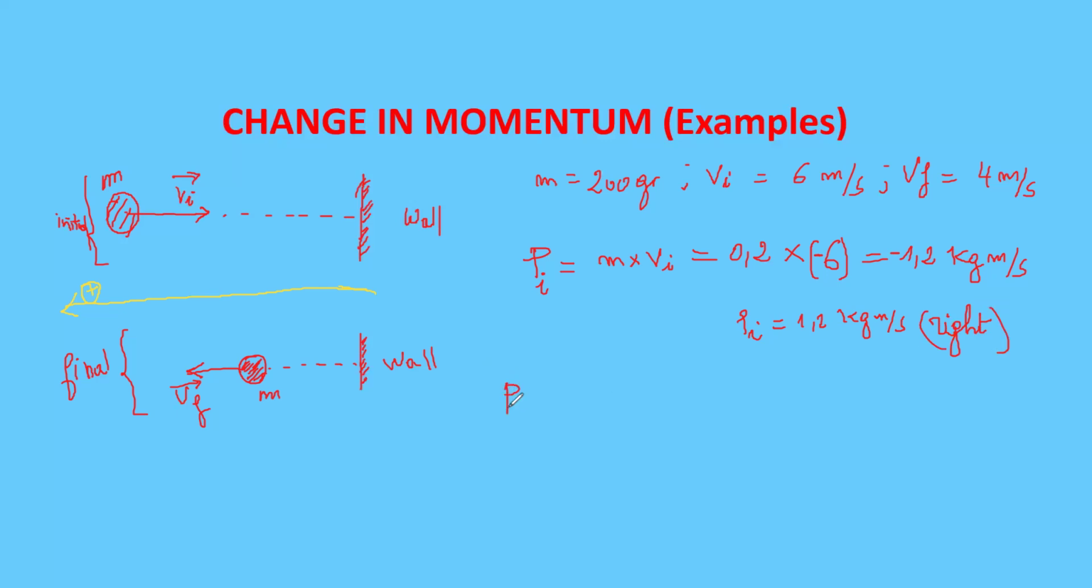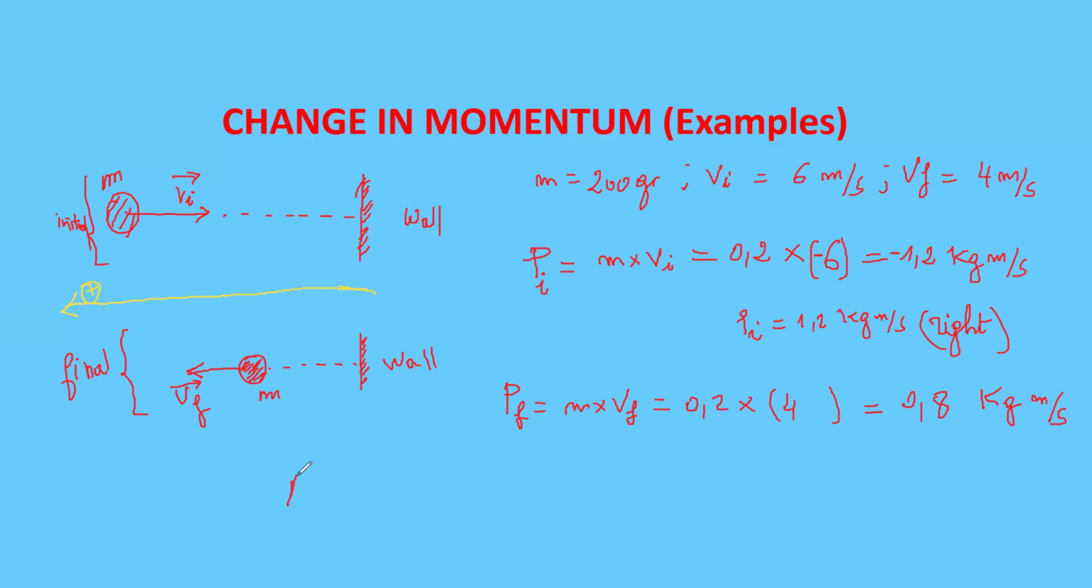The final momentum is equal to mass multiplied by final velocity. The mass is 0.2. Here the final velocity has the same direction as my selected positive direction. So VF here is positive. I will take VF as 4 meters per second. I will not add any sign. It's positive. So the result is 0.8 kilogram meter per second. To the left, of course.